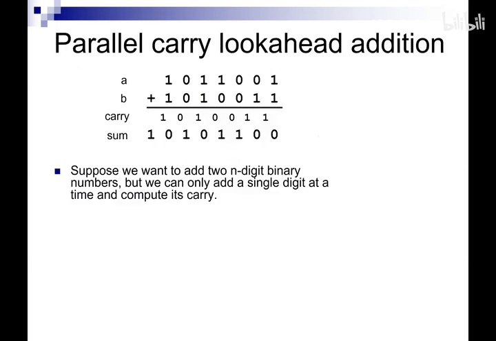Today we're going to look at some basic problems that you can solve in this model. The first problem we're going to look at is parallel carry look-ahead addition. The problem that we're trying to solve is simply adding two numbers. For example, here we're trying to add these numbers A and B, and the numbers are expressed in binary. So it's a very simple problem.